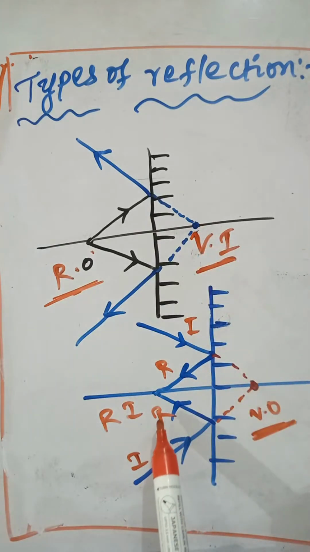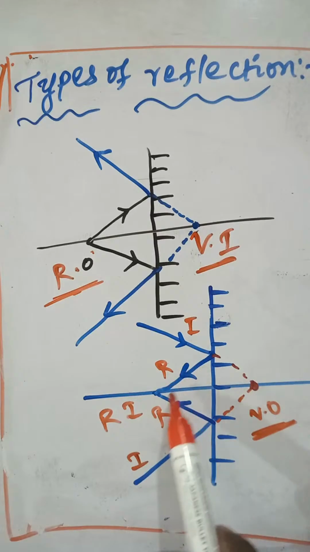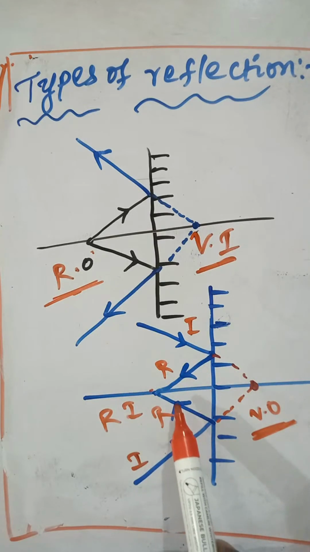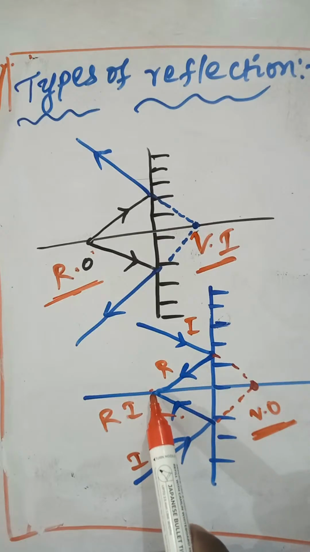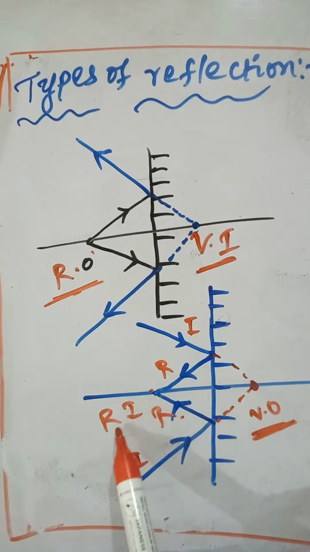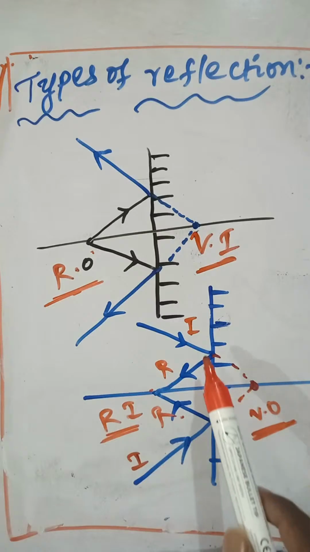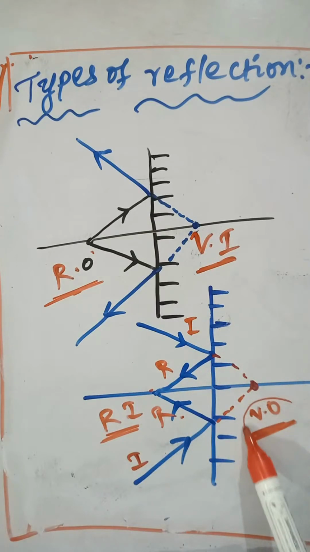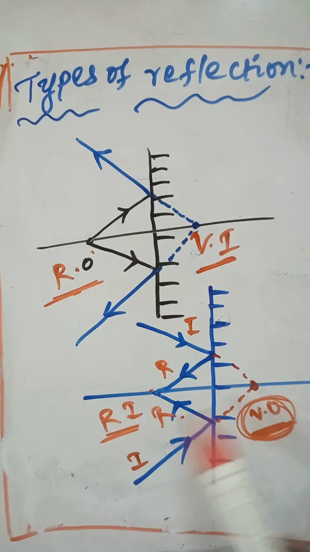Here you can see the reflected light rays are directly meeting. So this is a reflected ray, this is a reflected ray, and their image will form. That is a real image. When we extend the incident rays and those incident rays meet at one point, that is a virtual object.